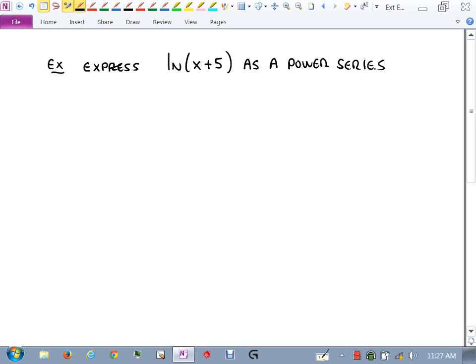Okay, good. So there's several ways we can look at this. The natural log of x plus 5 is not the derivative of something connected to this, but it's the antiderivative of something. This is equal to the antiderivative, the integral of what with respect to x? 1 over x plus 5. Do you agree? The antiderivative of 1 over x plus 5 is the natural log of x plus 5.